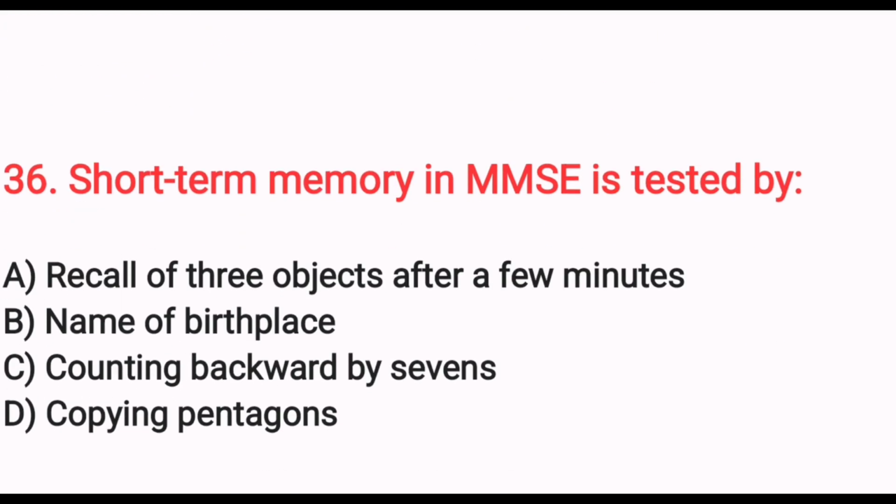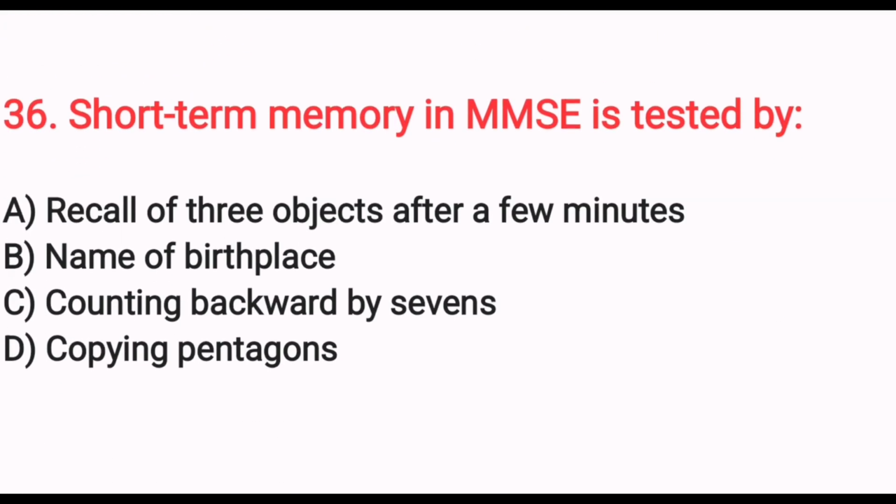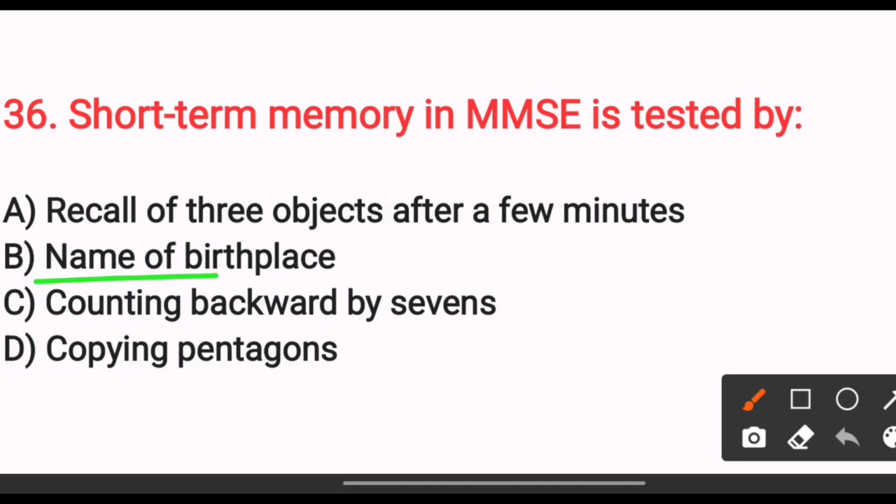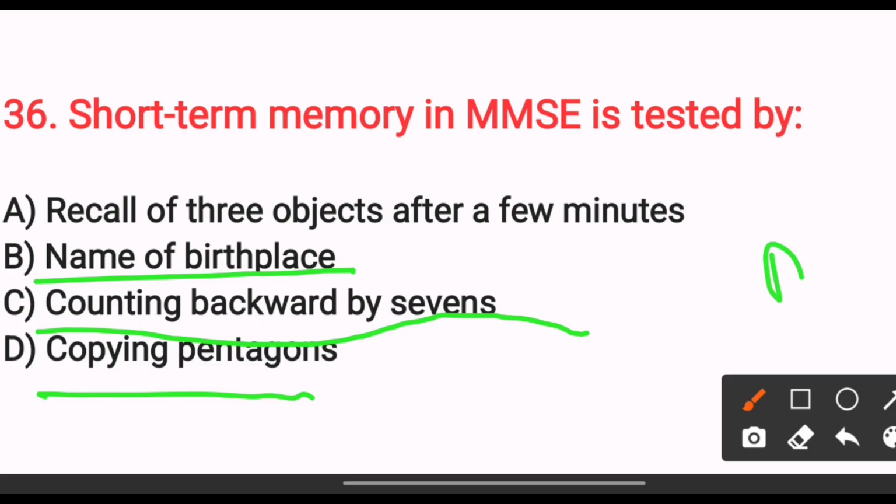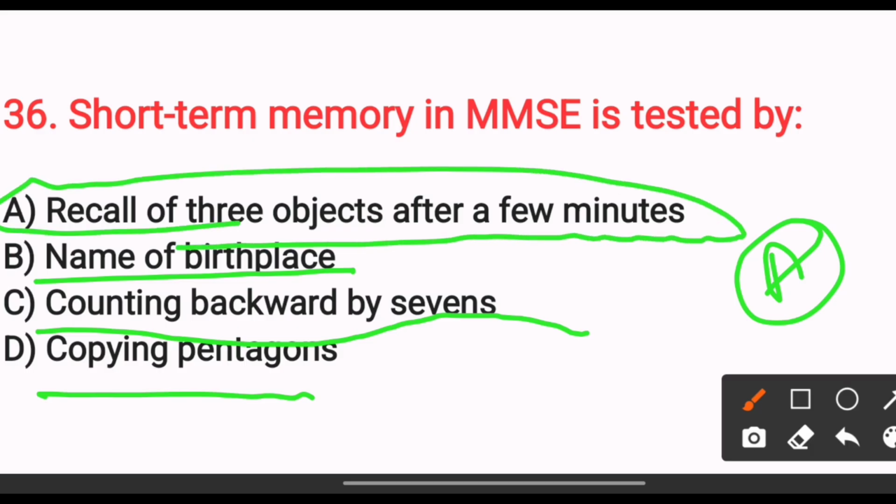Next, short-term memory in the mini mental status examination is tested by option A, recall of 3 objects after a few minutes. Option B, name of the birthplace. Option C, counting backward by sevens. Option D, copying pentagons. The answer is option A, recall of 3 objects after a few minutes. Delayed recall measures short-term memory retention.